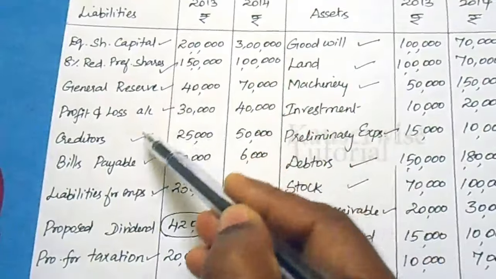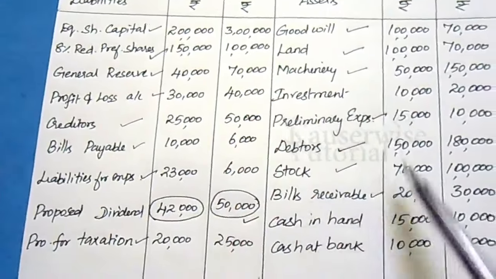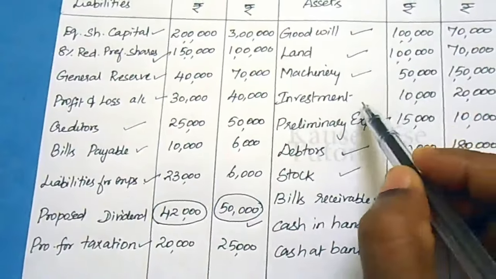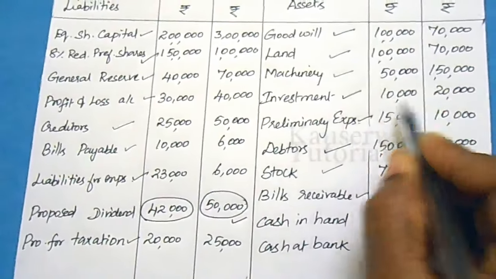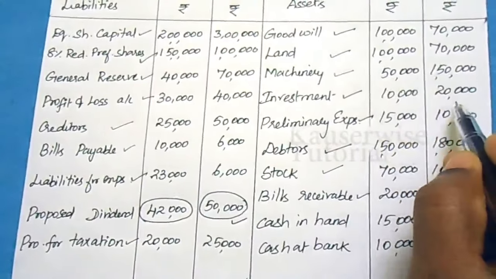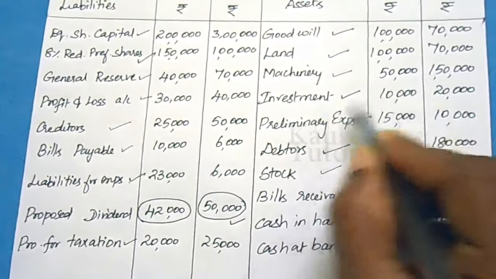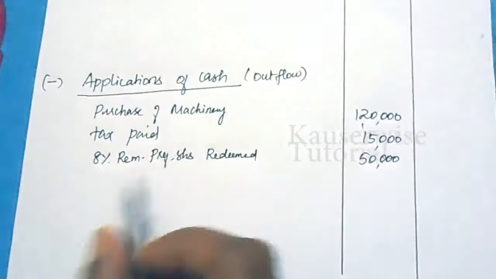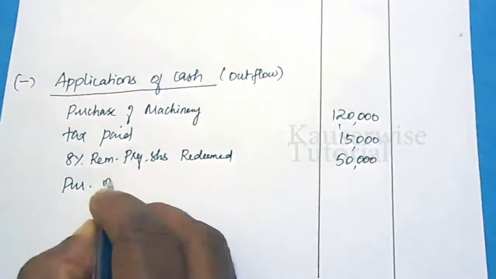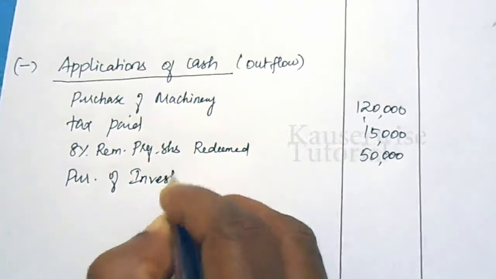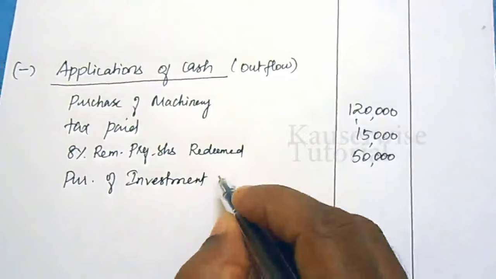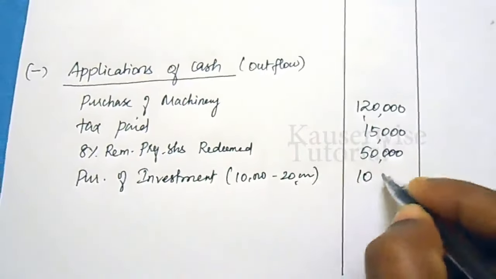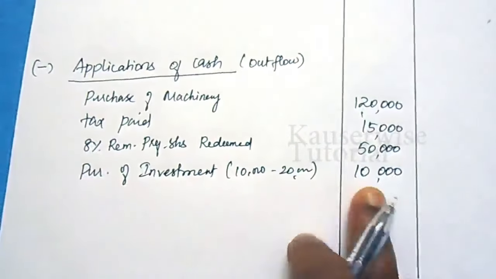Once again check whether you have entered all the items or not. Just see, these are the items we have entered. Look at the asset side. Okay, here we have investment. So investment we didn't enter anywhere. So last year 10,000, this year 20,000. 10,000 increased, which means purchase of investment. This will be recorded in outflow of cash, in the application of cash, purchase of investment. How much? Last year 10,000, this year 20,000. So 10,000 increased. So purchase of investment 10,000.